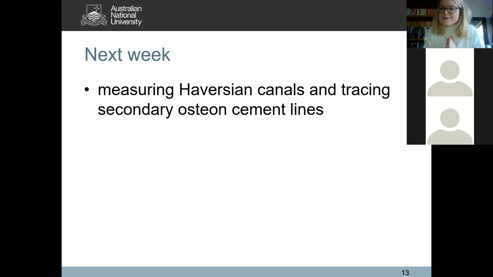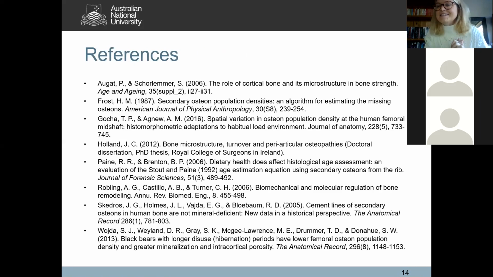Okay, so next week we're going to do a similar thing, but we're going to move into looking at the geometric properties of the secondary osteons and how that relates to your research question. So we'll take a look at Haversian canals, and then tracing secondary osteon cement lines. And here's just a list of references. I can see a few more questions coming in, so I will download them, save them, and then post them on the website under session 2.